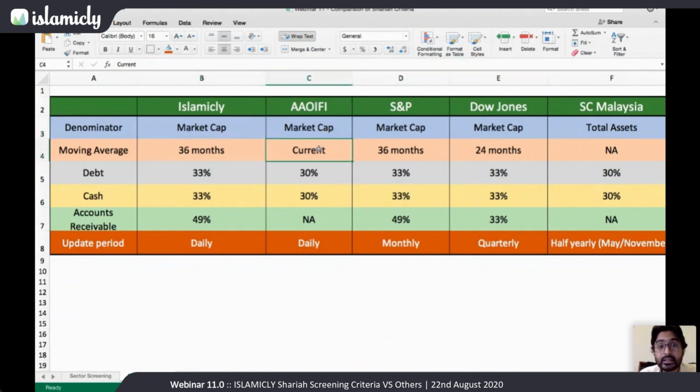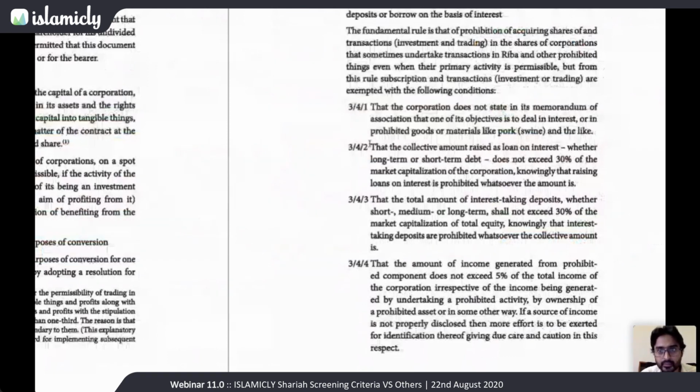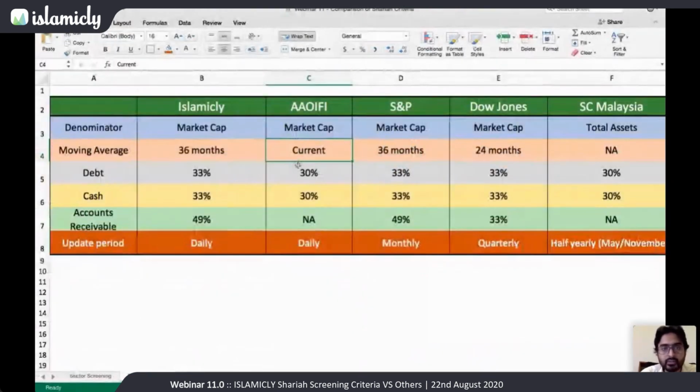AOFI is actually silent on it. If I have to bring it up, AOFI says over here, if you can read it, that the collective amount raised as loan on interest, whether long-term or short-term debt, does not exceed 30% of the market capitalization of the corporation. So here they are just using the term market capitalization of the corporation. They have not mentioned how this market capitalization has to be computed. So hence I have assumed that it is current market capitalization. That means day end today.